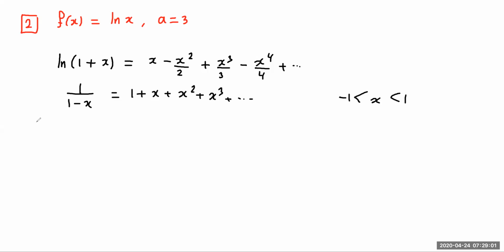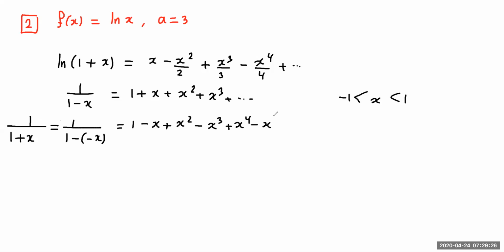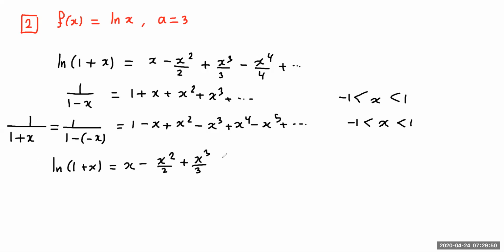Let's change x to minus x. So 1 over 1 plus x is 1 minus x plus x power 2 minus x power 3 plus x power 4 minus x power 5 plus etc. And this is also correct when the number is between minus 1 and 1. Now let's take the integral. If I take the integral of this, ln(1 plus x) will be the integral of 1, which is x, the integral of x, which is x power 2 over 2, the integral of x power 2, which is x power 3 over 3. So this is my formula.